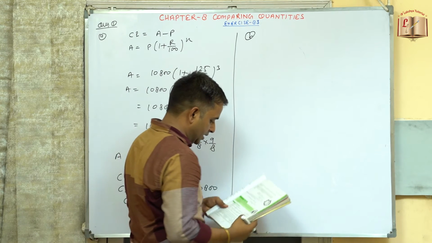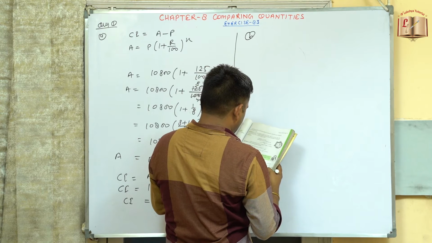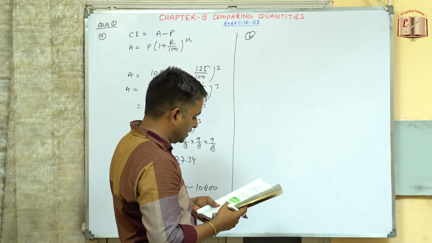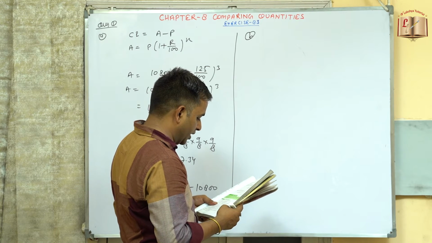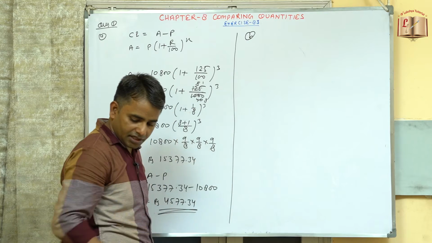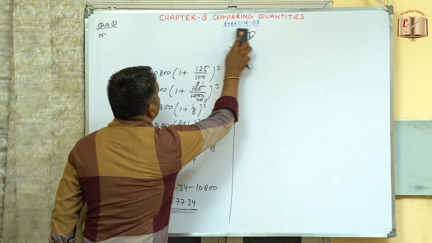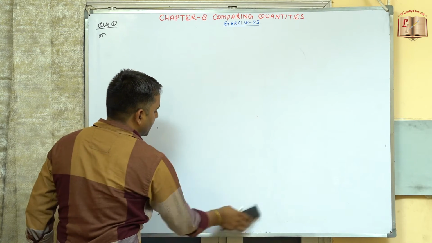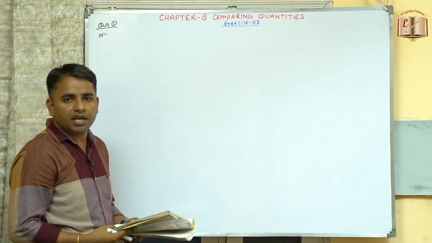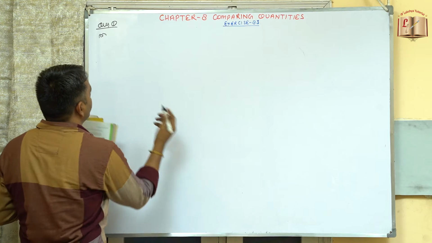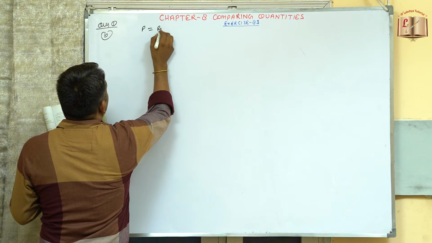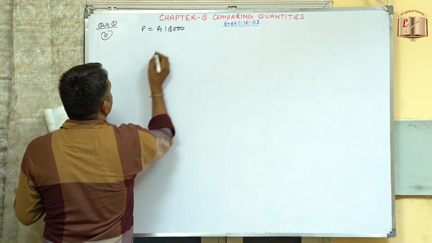So the B part. We need to find out the compound interest and A. In this case there is a bifurcation of the time given, 2.5 years. So for 2.5 years, what will we do first? We will calculate for 2 years, then we will calculate for the half year. So for the B part, the principal is already given, rupees 18,000.